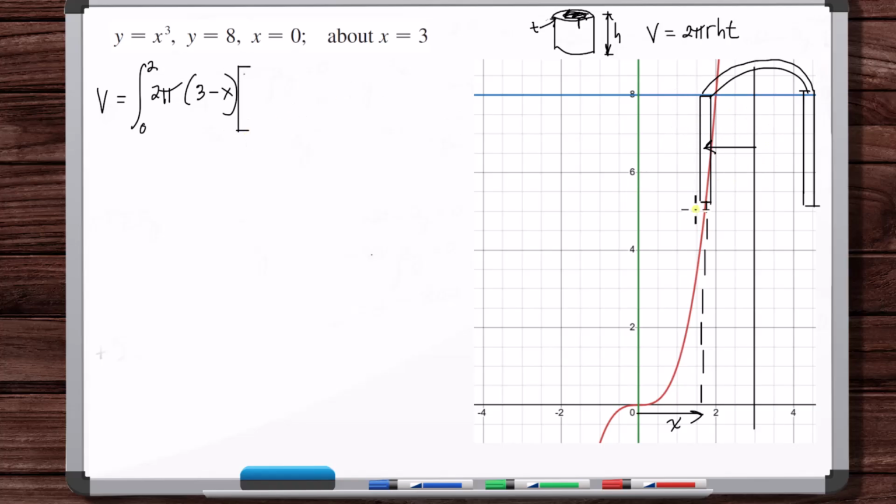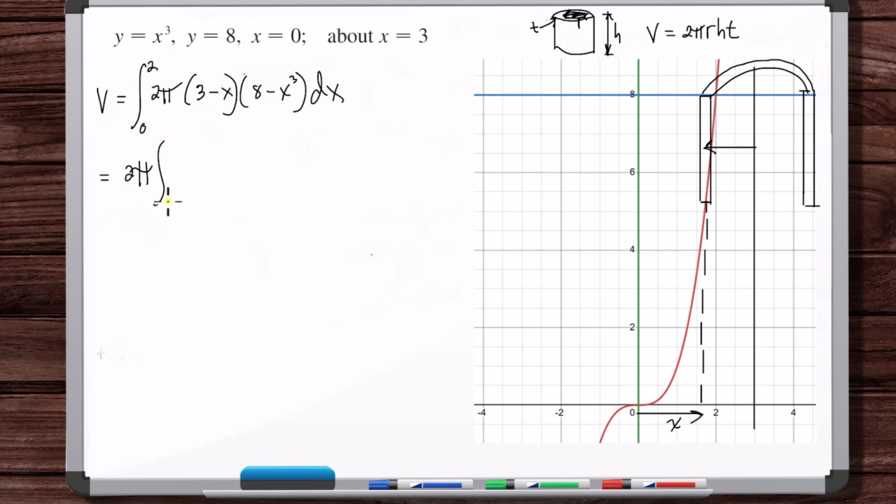Here, this height would be 8 minus this height here, and that is x cubed. Okay, so we've got the 2 pi r and the h. What about the t? That's just the delta, the independent variable, dx. There we go. So now this integral is the infinite sum of these cylindrical shells from x is equal to 0 to x is equal to 2.